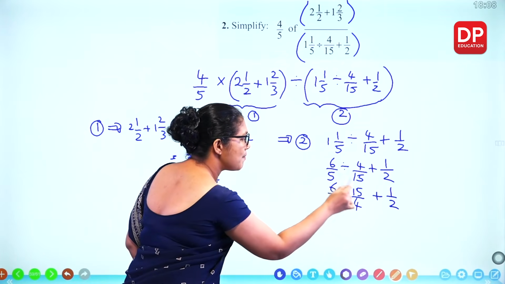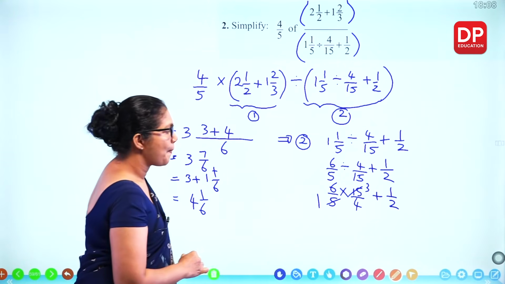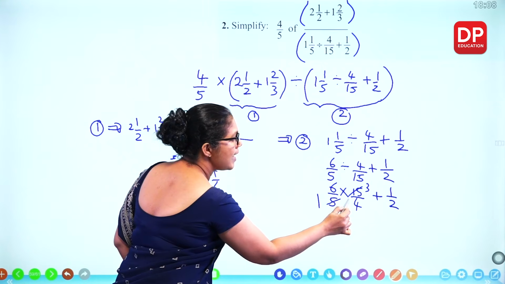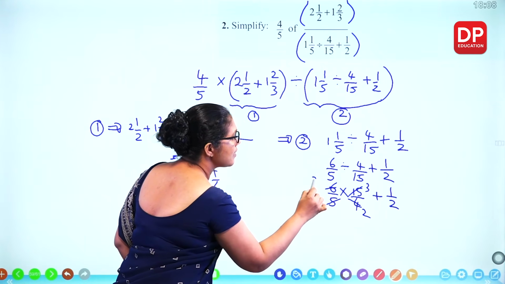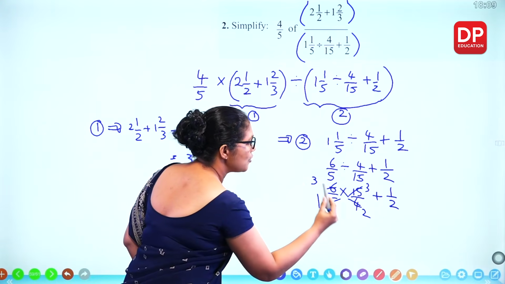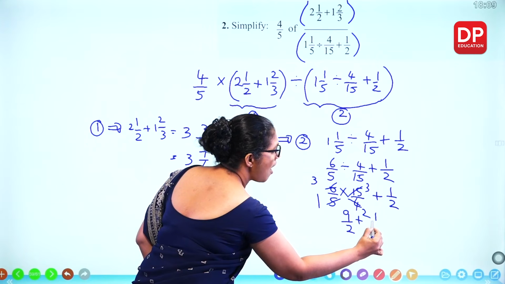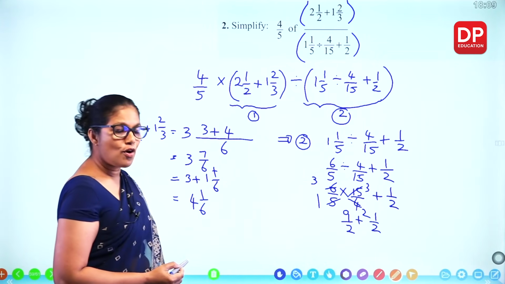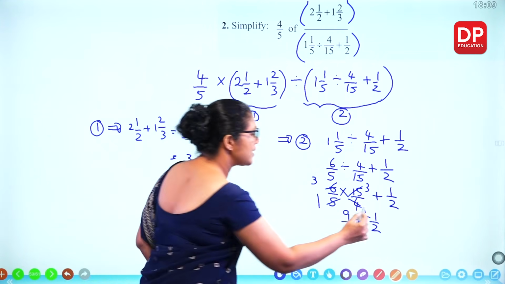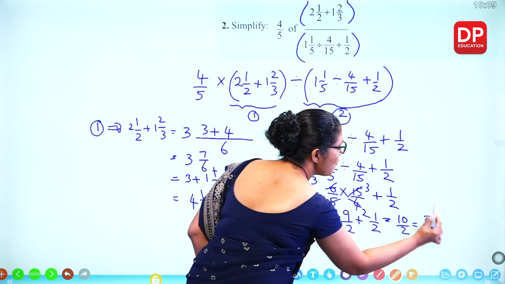So how can we simplify this one? 5 times 1, 5 times 3. You can simplify again, divide by 2. Divide by 2 again, you get 3. So you get 3 times 3, 9. Divide by 2 plus half. Same denominator you are getting. 9 plus 1, 10. 10 divided by 2, you get 5 there.